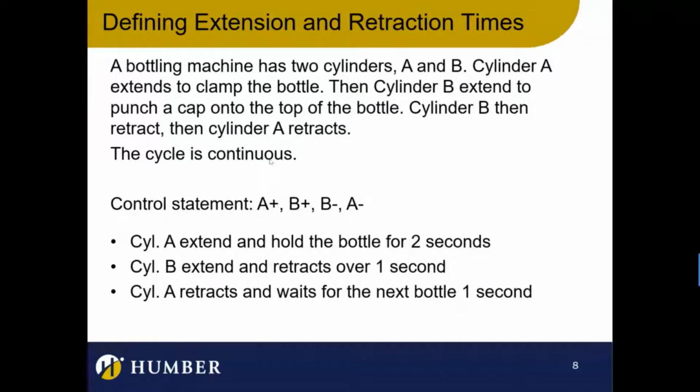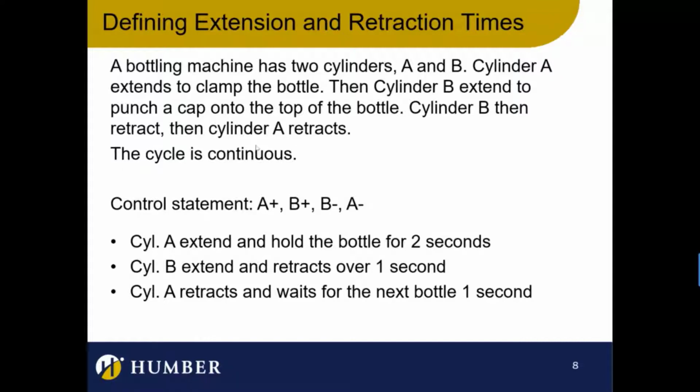There's an example here. A bottling machine has 2 cylinders, cylinder A and cylinder B. Cylinder A extends to clamp the bottle. So bam, it clamps the bottle, and that's just extended. It takes barely any time to extend, probably a quarter second, and then it just sits there. Then cylinder B extends and punches the cap, and then it retracts, and then cylinder A retracts. This cycle is continuous. It just happens continually, back and forth and back and forth.